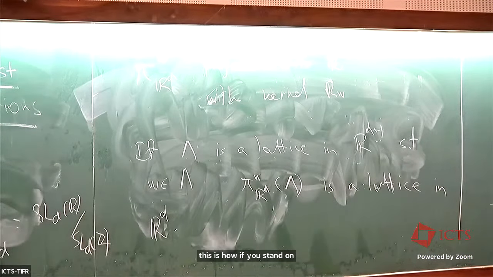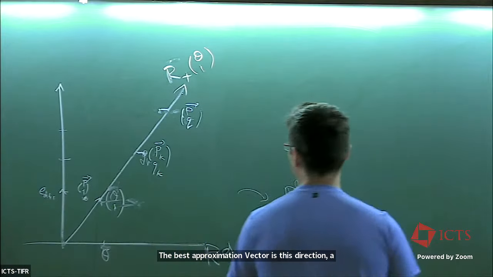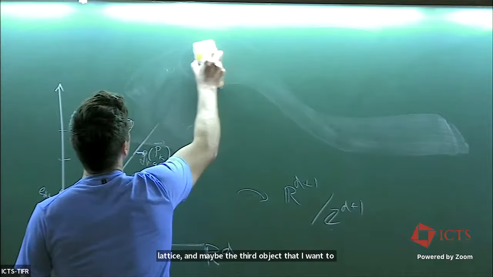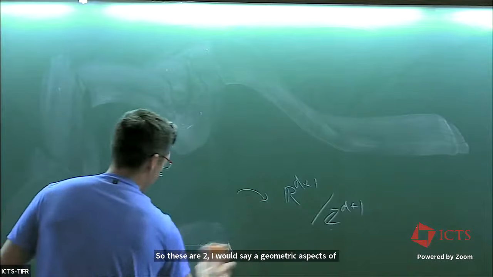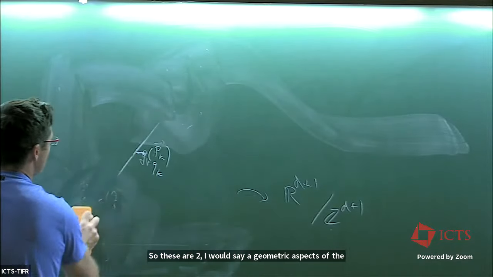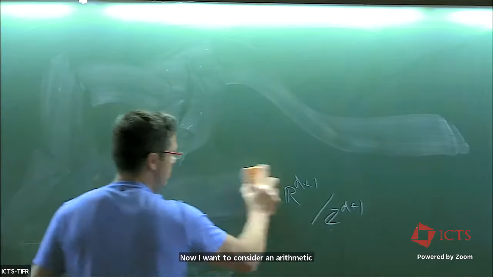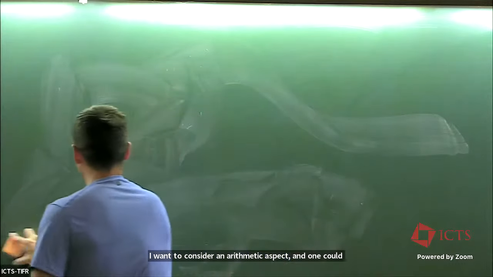So the second object that I want to attach to a best approximation vector is this directional lattice. And maybe the third object that I want to attach to it. So these are two, I would say, geometric aspects of the best approximations. Now I want to consider an arithmetic aspect, and one could consider this thing in several ways.